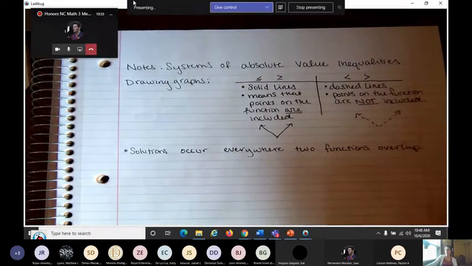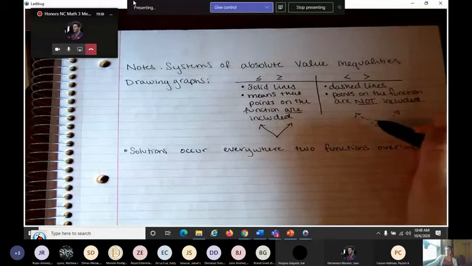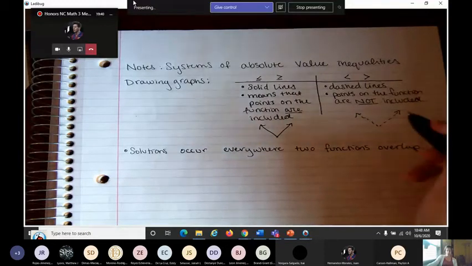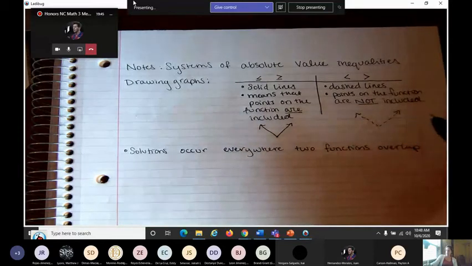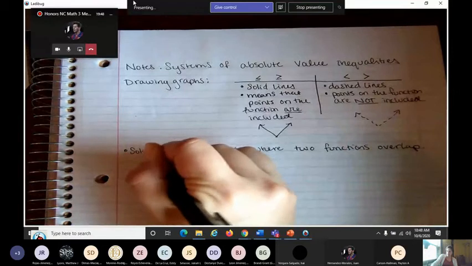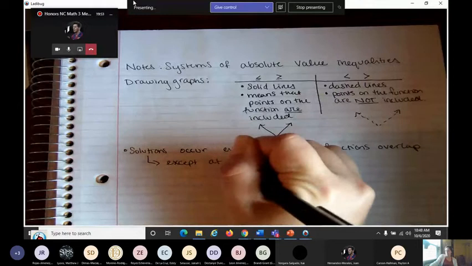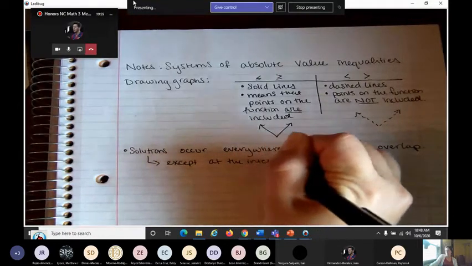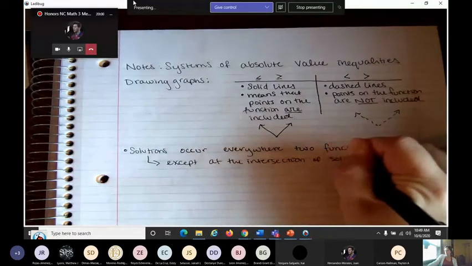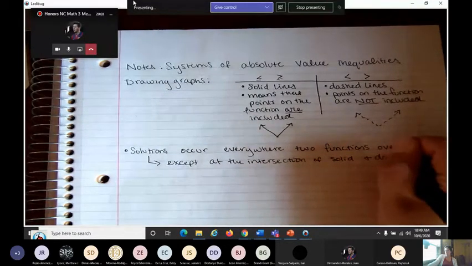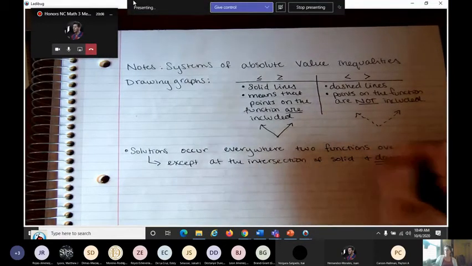Okay, this is going to be unless a solid line crosses a dashed line. If we have a solid line crossing a dashed line, that point is not included because the dashed line is not included. Okay, so I guess I'll write that. I didn't write that on my original notes, but except at the intersection of solid and dashed lines, or dashed and dashed.